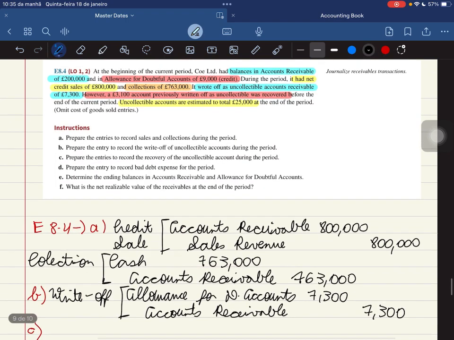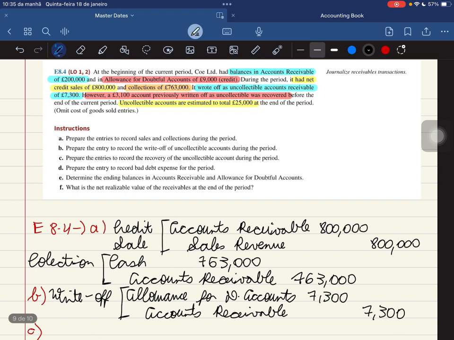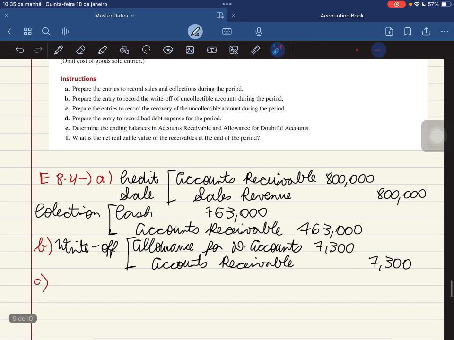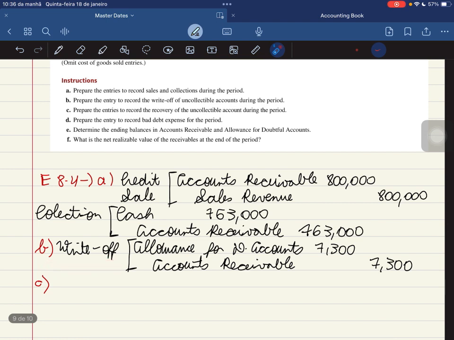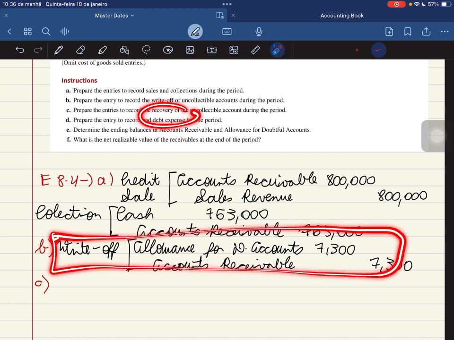Let's see letter C. Prepare the entries to record the recovery of the uncollectible account during the period. Okay, what does a recovery mean? A recovery is kind of like after you wrote off something, after you said, okay, I give up, this person is not going to give me this money anymore, you realize that the person somehow actually gave you this money. Maybe not the full amount, but at least she gave you something. So this is why you have to recover from this entry over here.